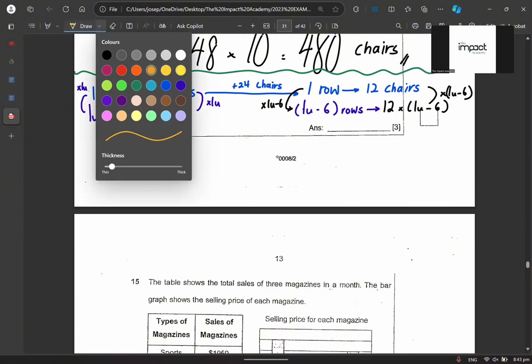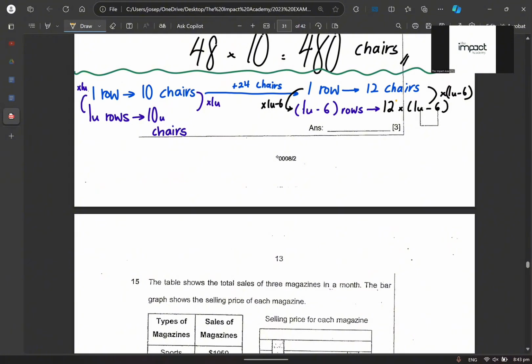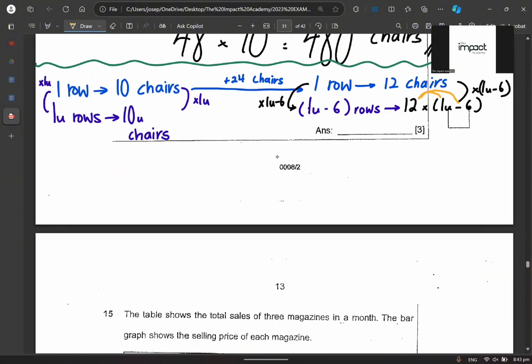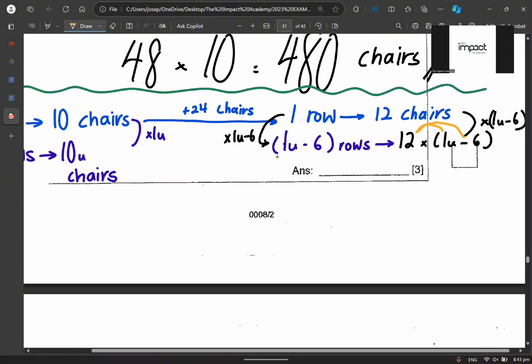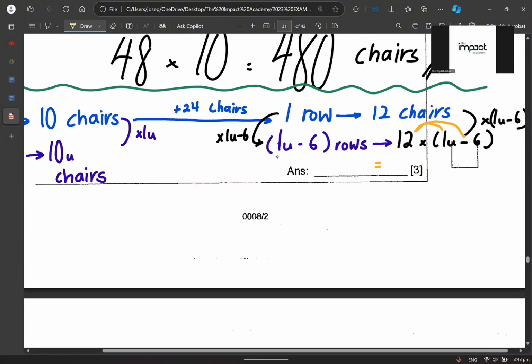What am I going to do? I'm going to use the rainbow method. Can you all see my rainbow? All right, so let me explain this part clearly. You cannot just do 12 times 1 unit. You must do 12 times 1 unit, which is 12 units. Understand? Then your second rainbow will be 12 times minus 6. What is 12 times minus 6? You press your calculator, you get minus 72. Am I making sense or not making sense?